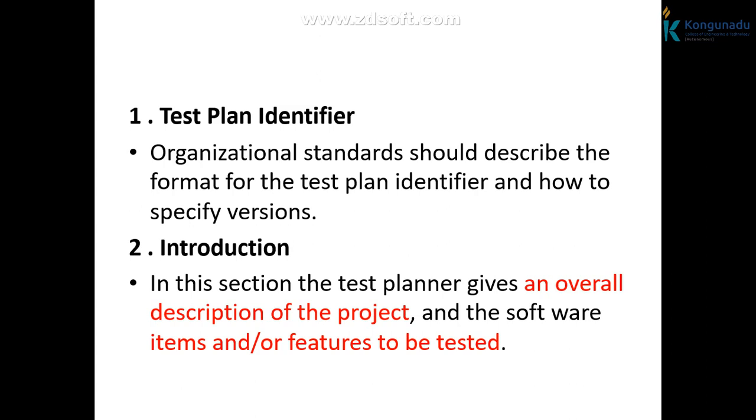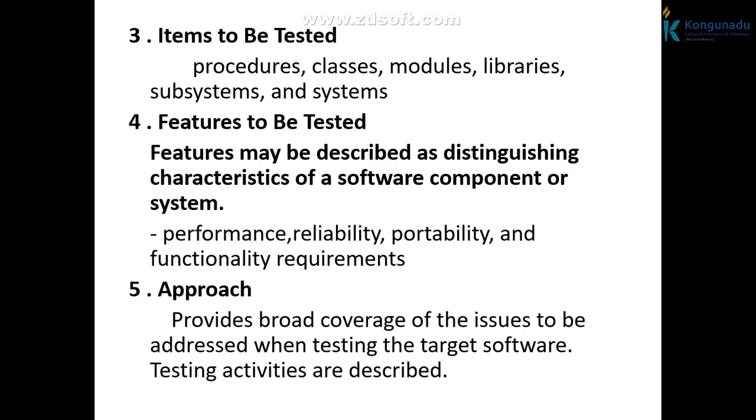Next one is introduction. In this section, the test planner gives an overall description of the project and the software items or features to be tested. Next one is items to be tested. This is a listing of the entities to be tested and should include names, identifiers, and revision numbers for each entity. So what are the procedures, classes, modules, libraries, subsystems and systems? These items should be listed carefully.